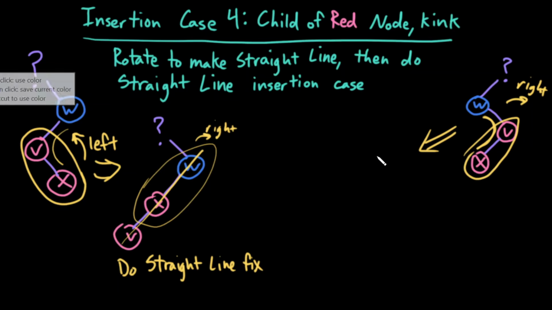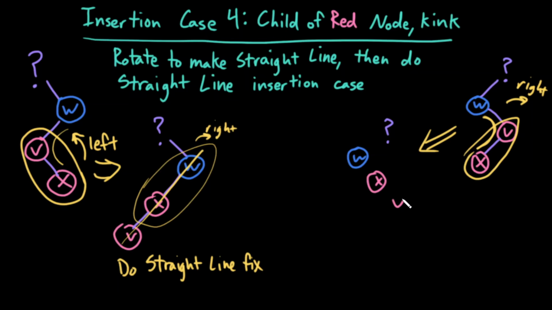Let's take a look at that. So here's the rest of my tree. Then W remains unchanged. Now X is the right child of W, and V is the right child of X. Draw my edges. So after I've done this rotation, now I'm left with the straight line example that I've seen before. I can fix this easily. So again, do the straight line fix now that I have it.